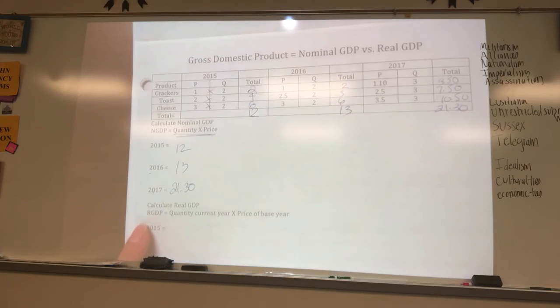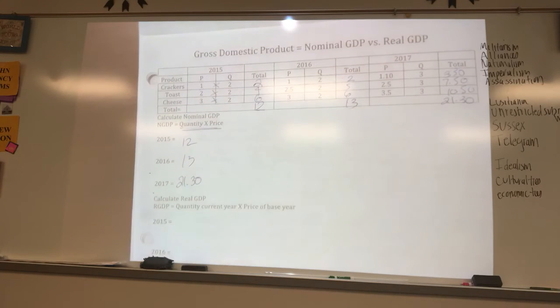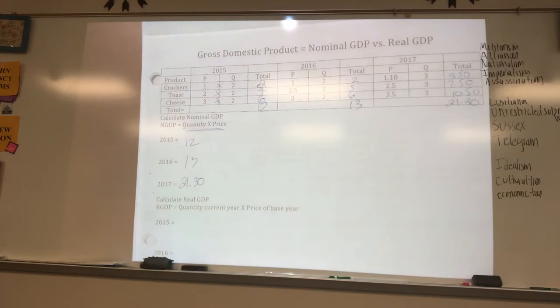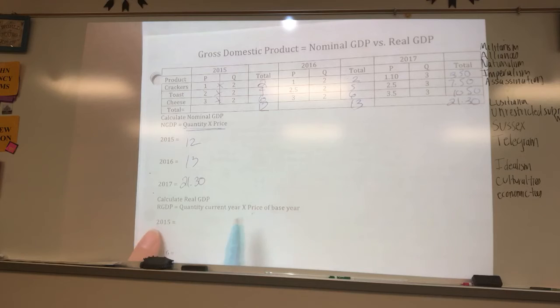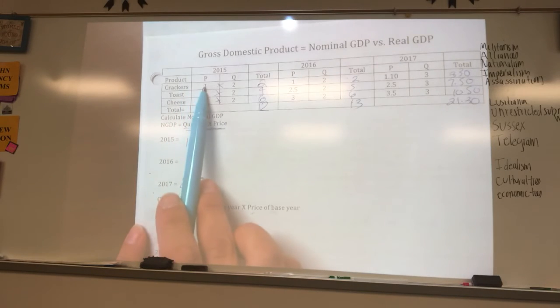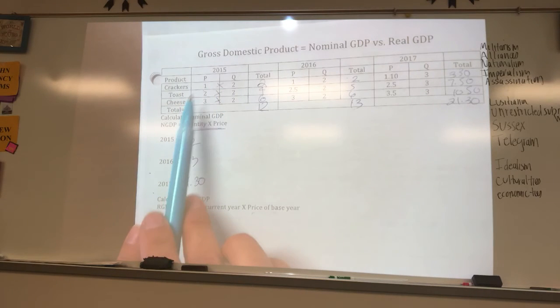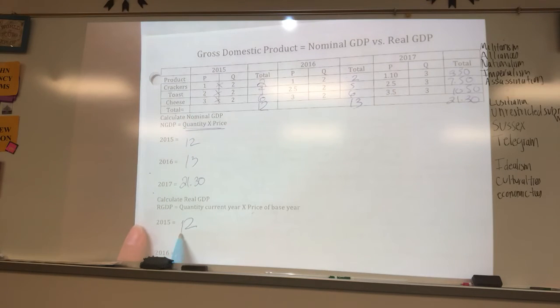Now what I want you to do is calculate real. I did not give you a chart for this, but what we'd have to do is take the prices from the base year times the quantity. Okay, so for 2015, I'm going to take the price of the base year times the quantity. What do I already know that is? 12. 12, there we go. That was easy. Your nominal and your real, if there's a base year, are always going to be the same.